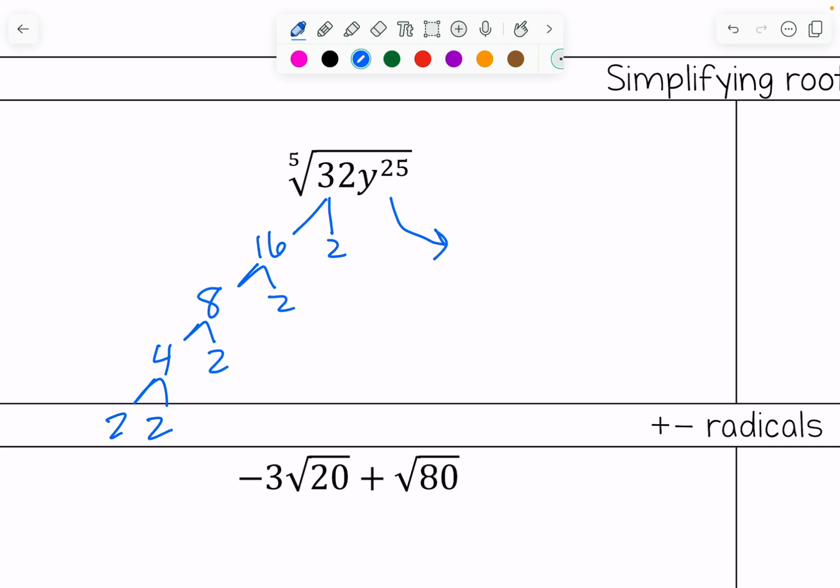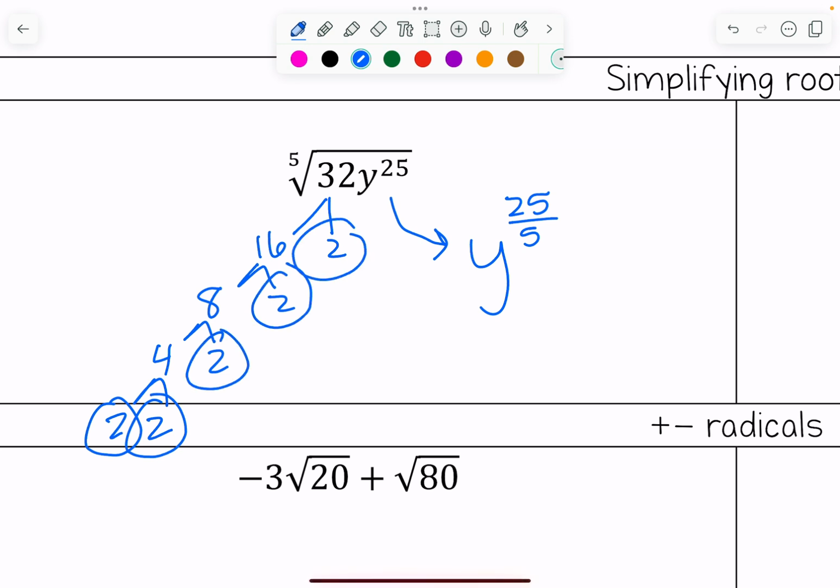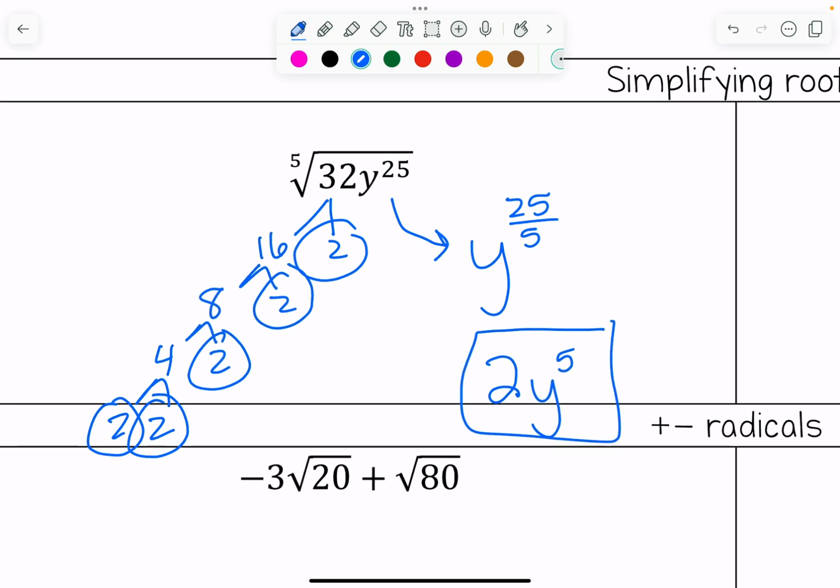Now this one's going to be kind of hard. I don't want to break the y's up, but I know that my flower power changes it to 25 over 5. Now, do I have groups of 2? 1, 2, 3, 4, 5. Yes. So it's 2y to the 5th. I'm only looking for those groups.